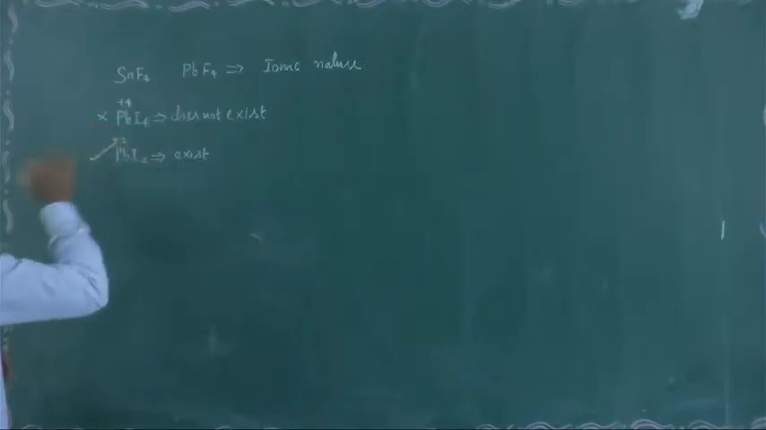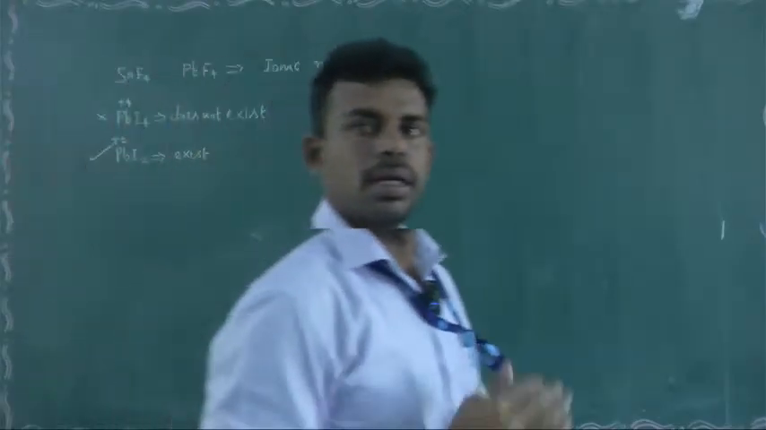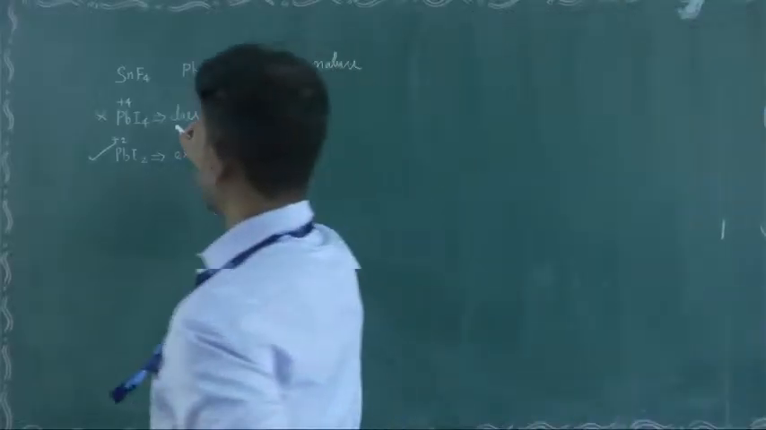The most stable oxidation state for lead is going to be +2 because of the inert pair effect. What effect? Inert pair effect. So this is the point you wanted to make. Is it clear? Why does this not exist?